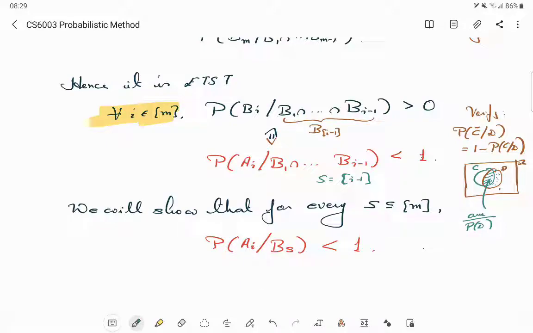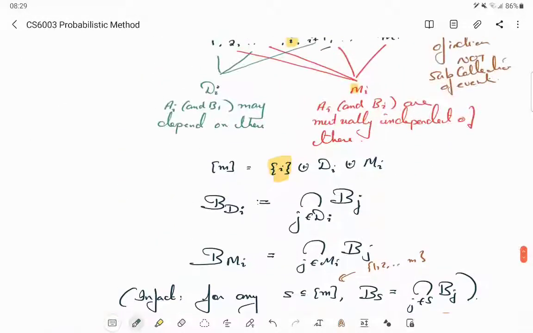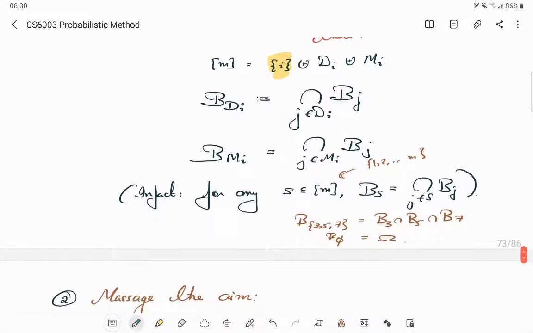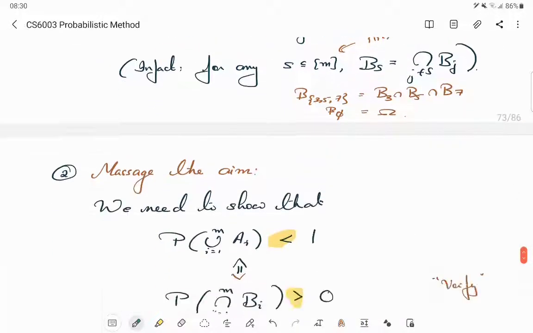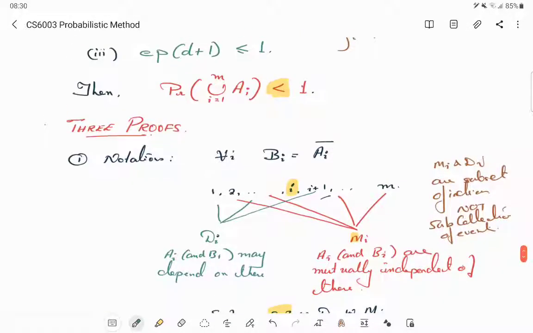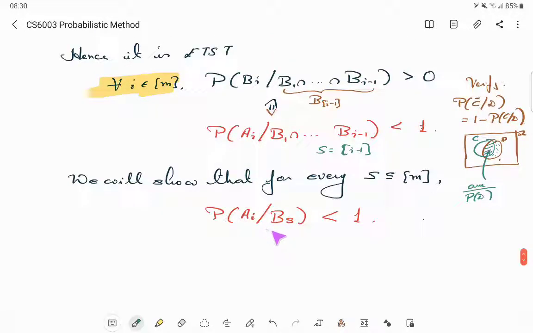Now, as I told you in the beginning, I wanted you to memorize these notations Bi, Di and Mi, and also this notation Bs. I also want you to pause and understand that in order to prove this claim, that the probability that the union of these events is less than 1, it is enough to show that some conditional probability is strictly less than 1. This also I want you to appreciate, and now we'll only focus on this conclusion.